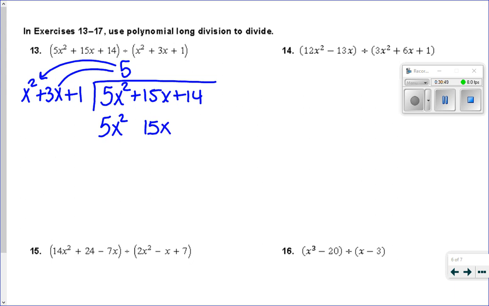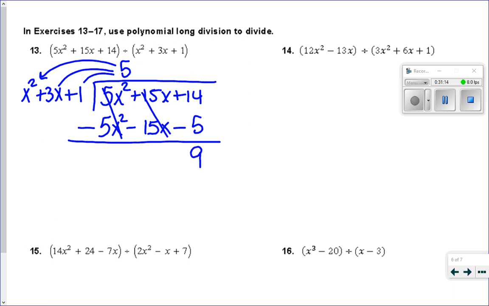And it's going to be a 5 times 1, which is just going to give us a 5. And then we'll drop our line and we'll subtract this, we'll subtract this, we'll subtract that, all the way across. Change those signs, combine straight down. So these guys cancel as they should. Positive 15x and negative 15x also cancel. And then a positive 14 and a negative 5 is just a 9.